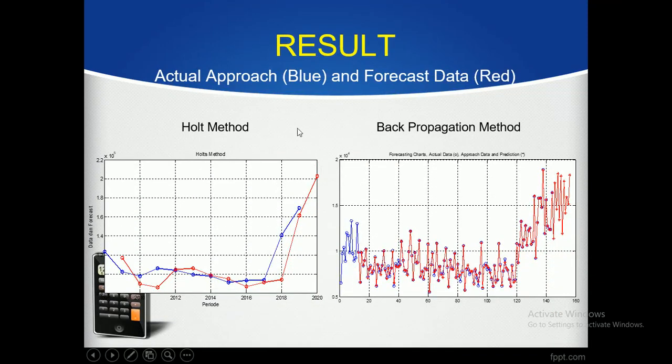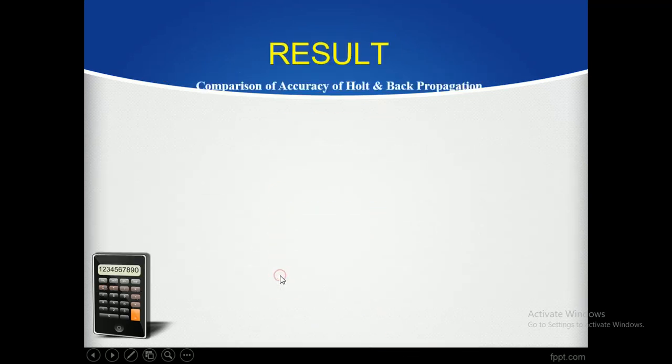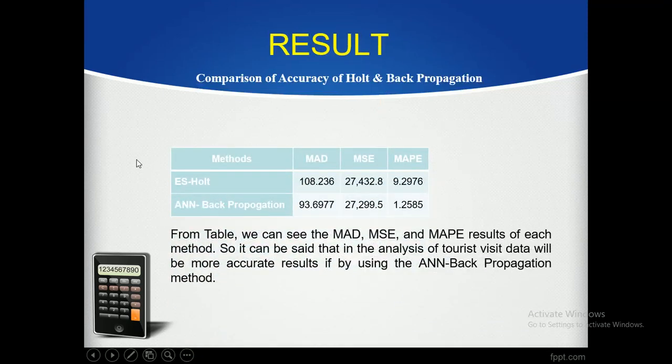This is actual data, this is blue color, and forecast data, this is red color. This is we use Holt method, and this is backpropagation method. And from the simulation with that method, this is MAD, mean absolute deviation, average deviation, and this is mean square error, and this is mean absolute percent error. So from this table we can see the MAD, MSE, and MAPE result of each method. So it can be said that in the analysis of tourist visit data the result will be more accurate by using the backpropagation method.